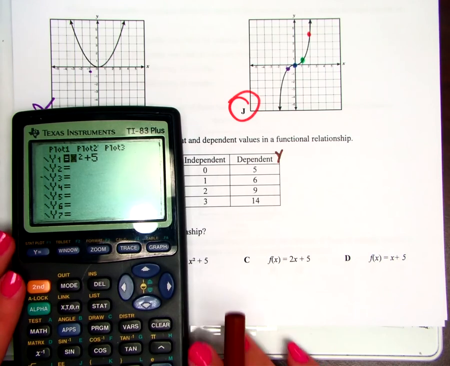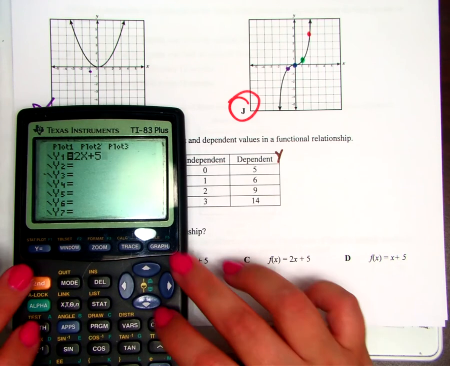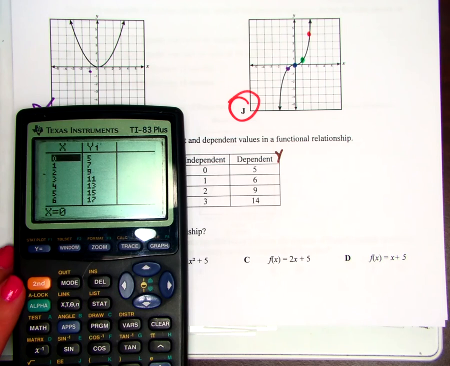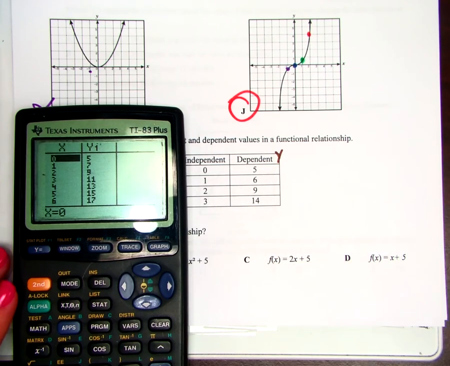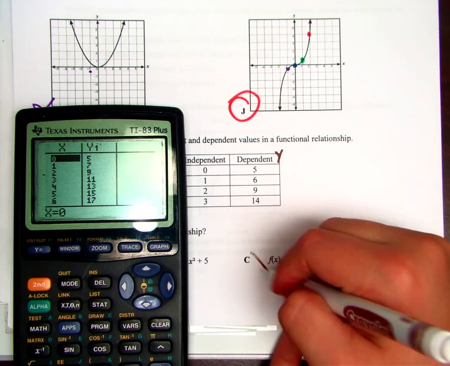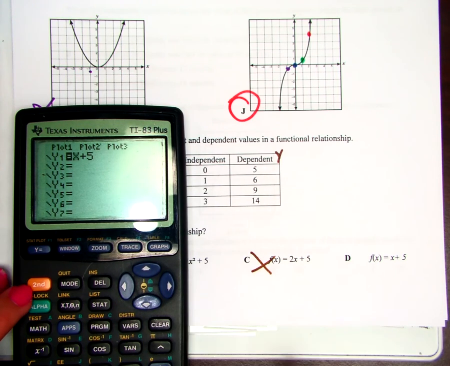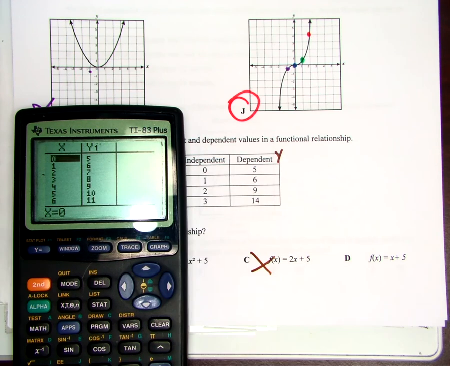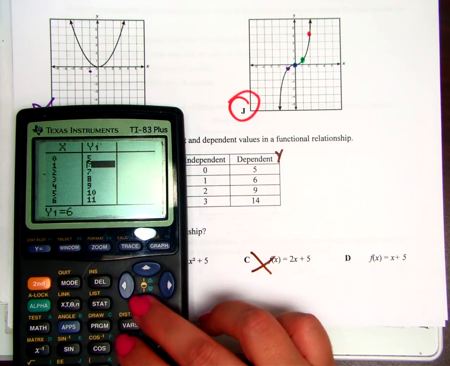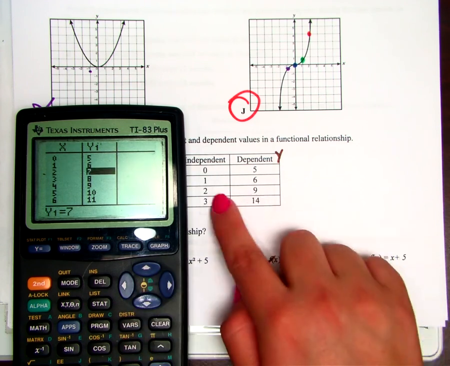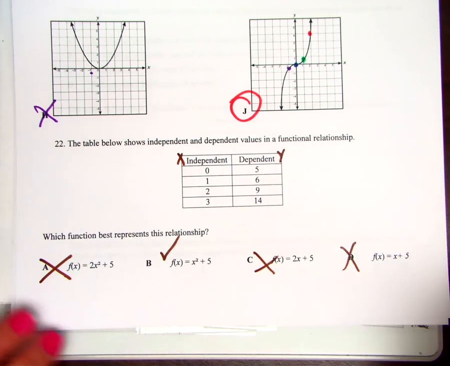Go back to your y equals, clear it. 2x plus 5, second graph, 0, 5, 1, 7. Oh, there's a mistake, so it's not C. And the very last one, x plus 5, second graph, 0, 5, 1, 6, 2, 7, and it's 2, 9 on here, so that's wrong. So we're good with B.